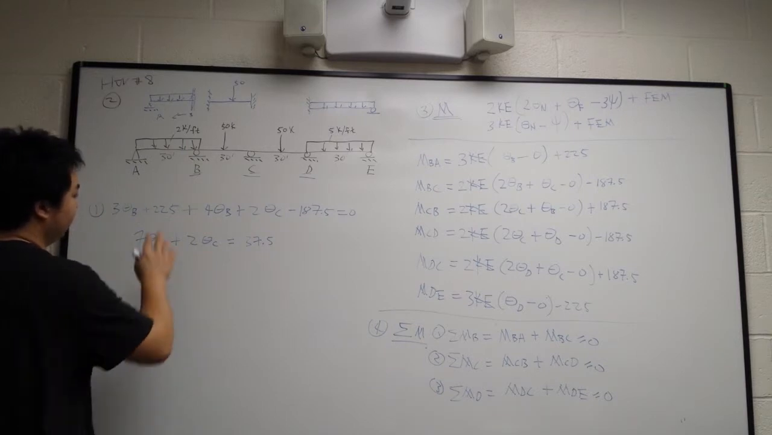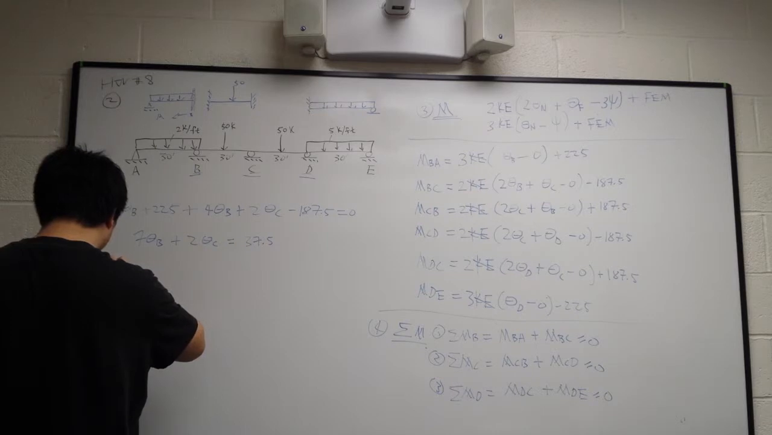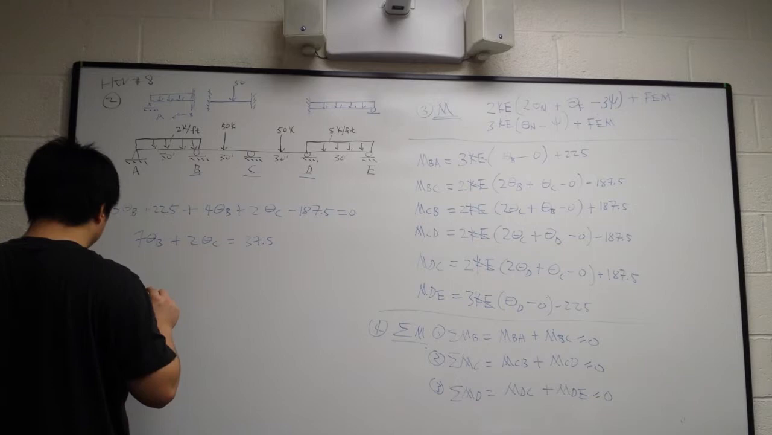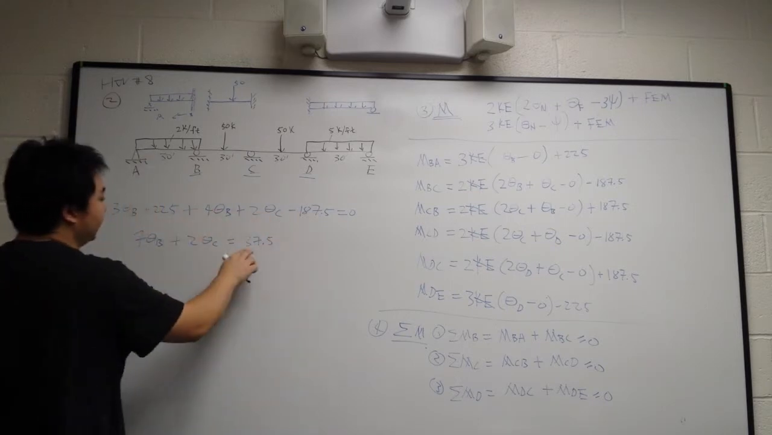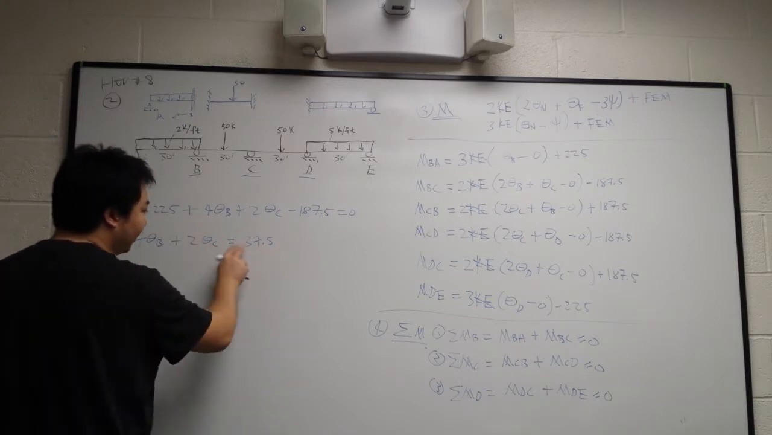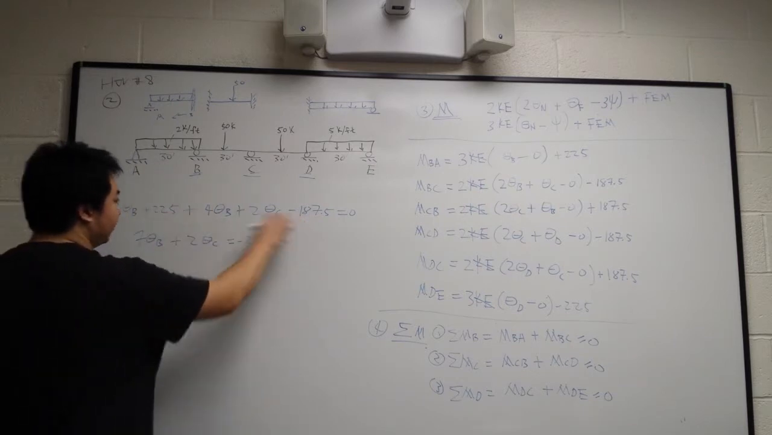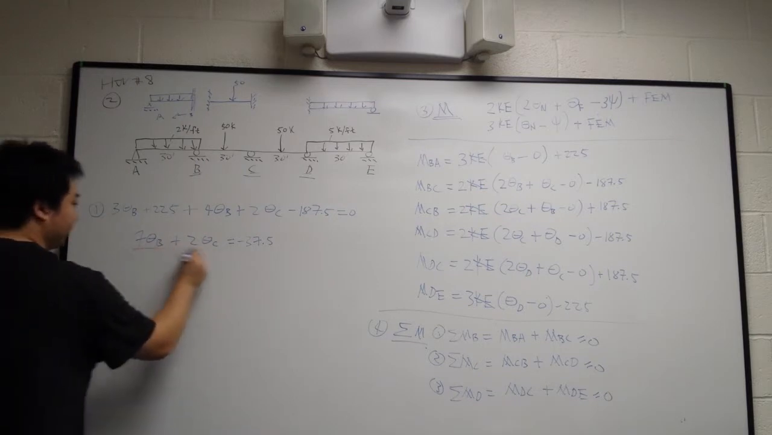Something wrong. Because positive, negative, it's positive 37.5. But when you put it into the equal sign, you have to change it. So it becomes negative. Positive, move it to the zero side, become negative, yeah. So this is the first one.